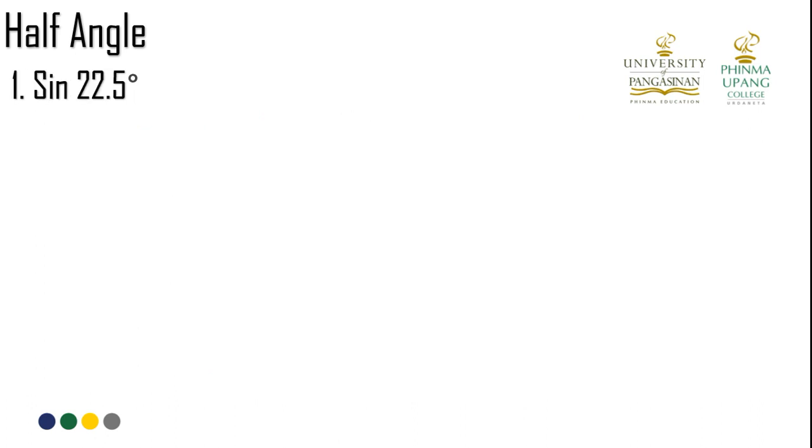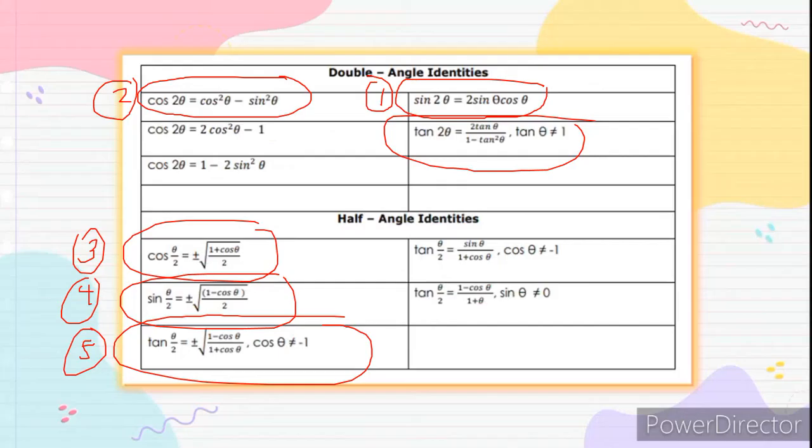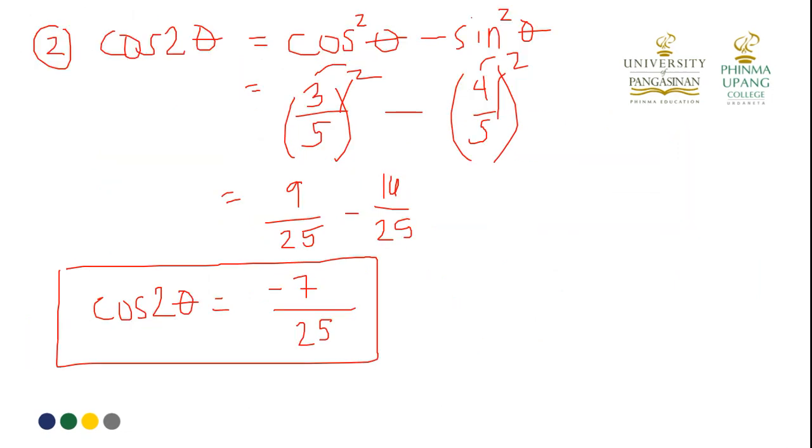Next is number 2. Number 2 is sine 22.5. So, balikan natin yung sine ng half angle. So, we have here sine theta over 2 is equivalent to positive and negative square root of quantity 1 minus cos theta all over 2. Again, 1 minus cos theta all over 2. Kung papansinin ninyo yung cos at sine, papalitan nyo lang is yung plus and minus. Okay? Yun sa formula natin. Plus and minus lang. Okay, let's move on to sine 22.5.